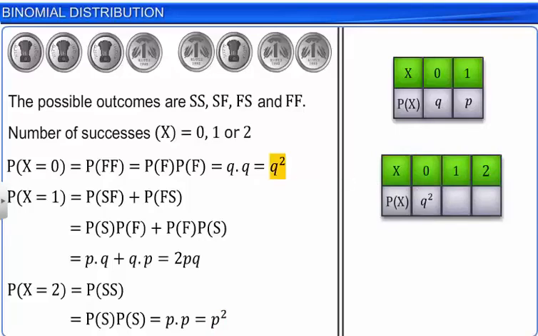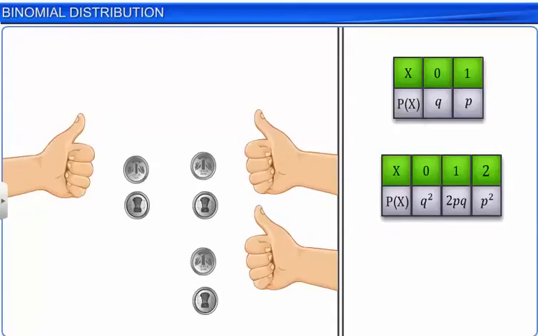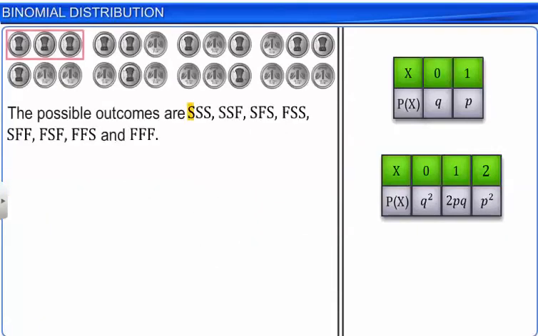Now, let's consider the case when the coin is tossed thrice. The possible outcomes are SSS, SSF, SFS, FSS, SFF, FSF, FFS, and FFF. The number of successes in this case is 0, 1, 2, or 3.